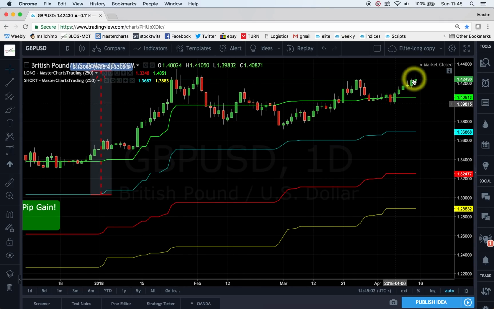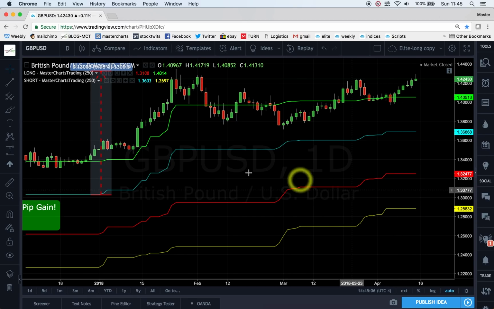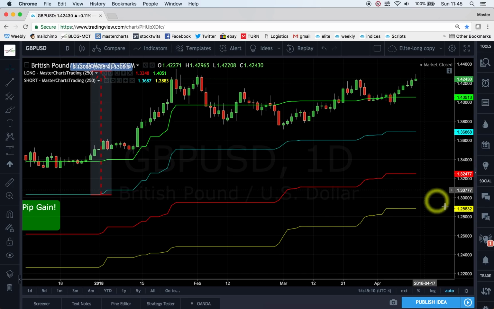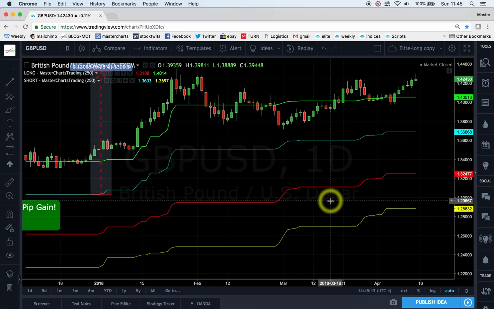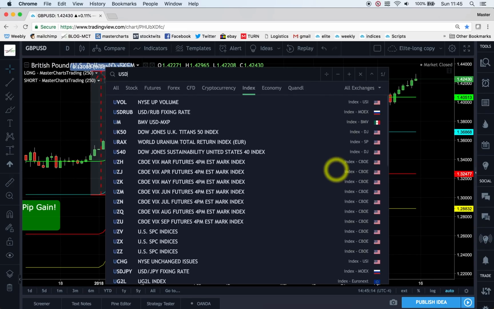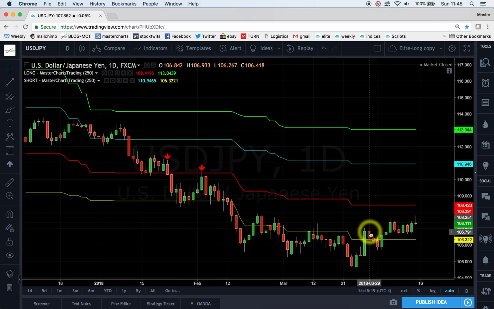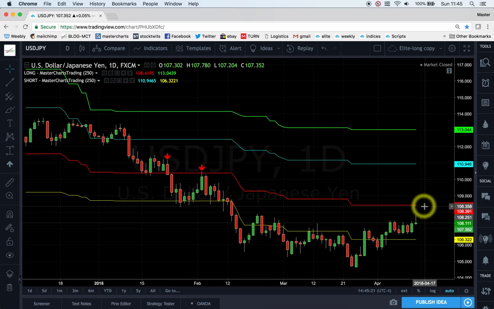Here's GBP versus US dollar, British pound versus US dollar. The rally was slightly bigger off the green line here, but overall British pound and euro exhibit very similar behaviors. US dollar versus Japanese yen. Japanese yen is winning this battle, and I think we could look for a shorting opportunity at 108.420 or so.